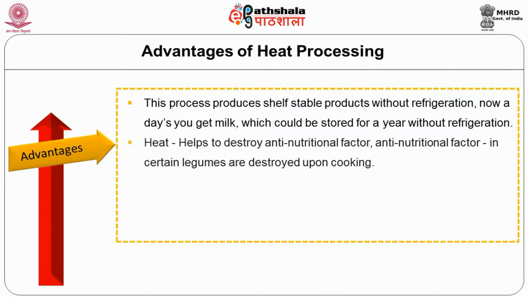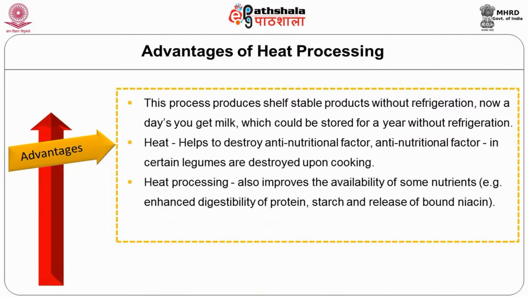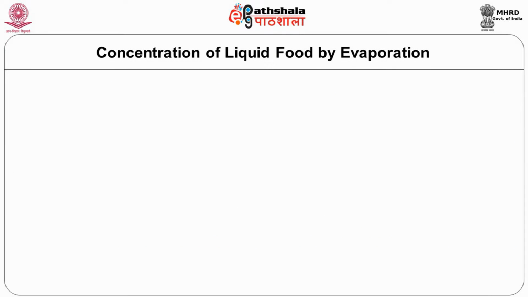Heat helps to destroy anti-nutritional factors. Anti-nutritional factors in certain legumes are destroyed upon cooking. Heat processing also improves the availability of some nutrients, for example, enhanced digestibility of protein, starch, and release of bound niacin. It is also easy to control the processing conditions. As we've seen the advantages of heat processing, now let us move to concentration of liquid food by evaporation.